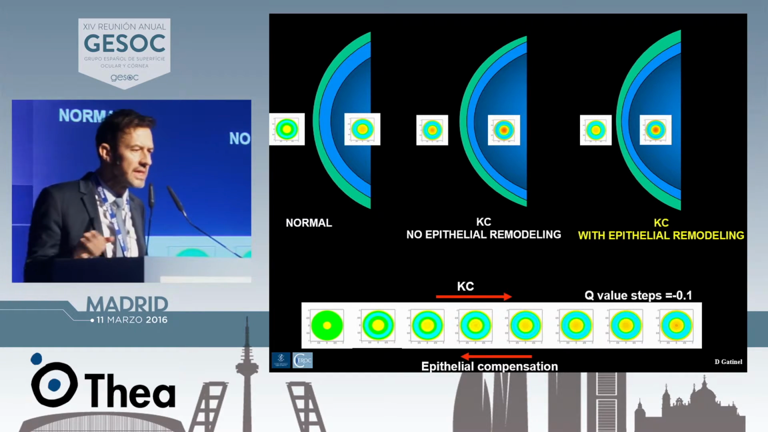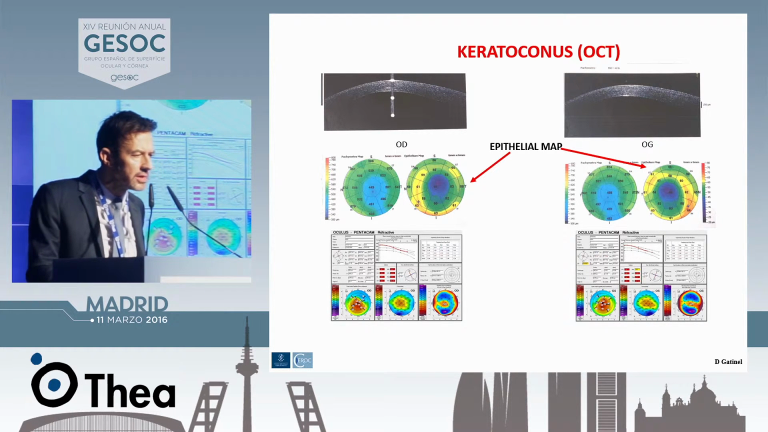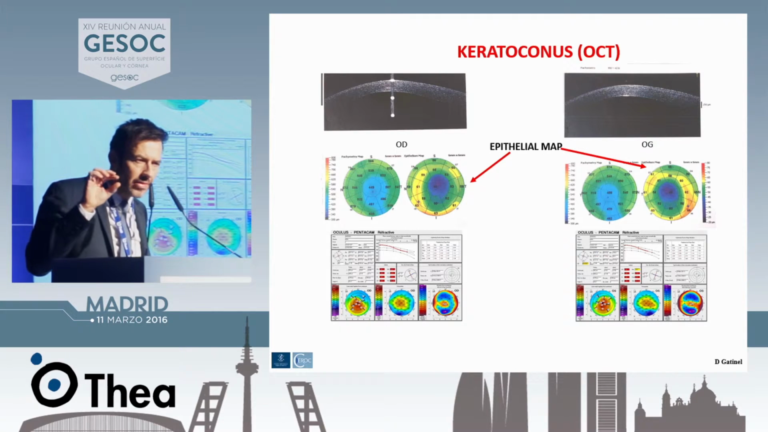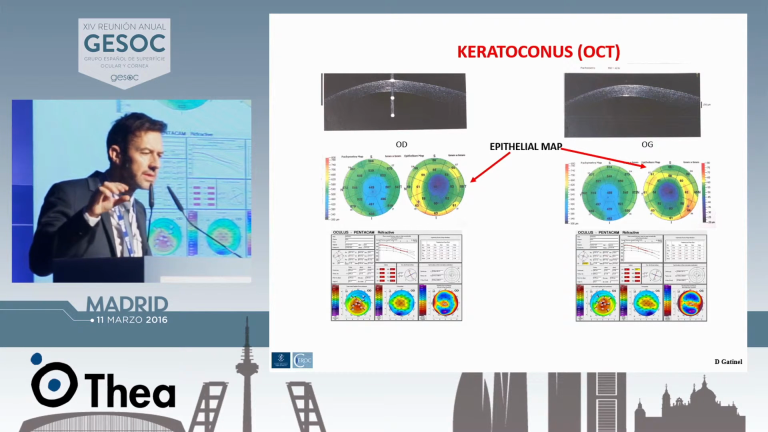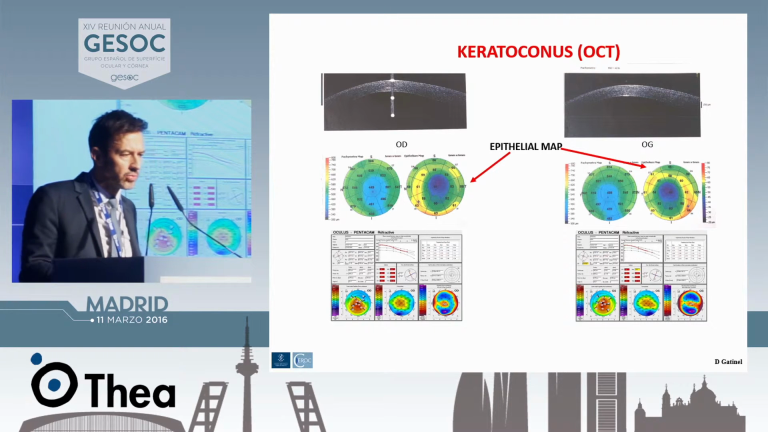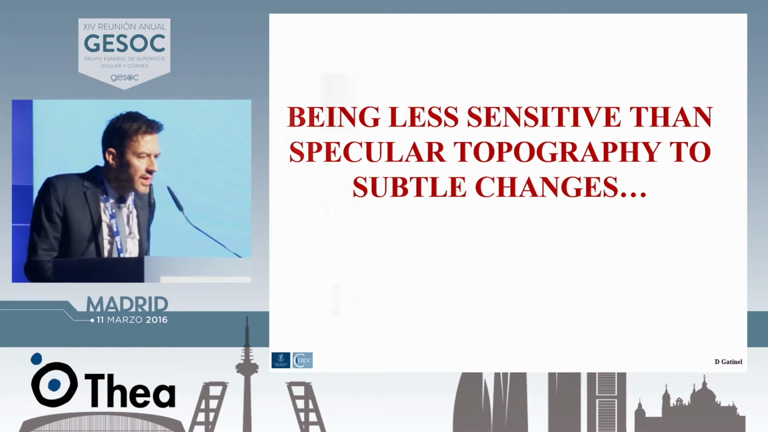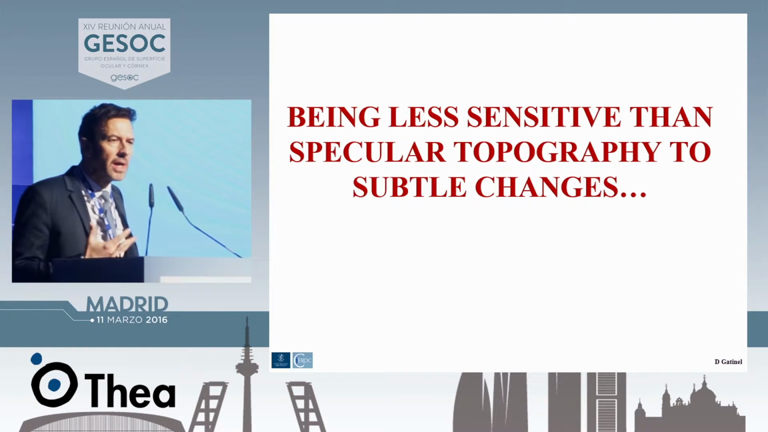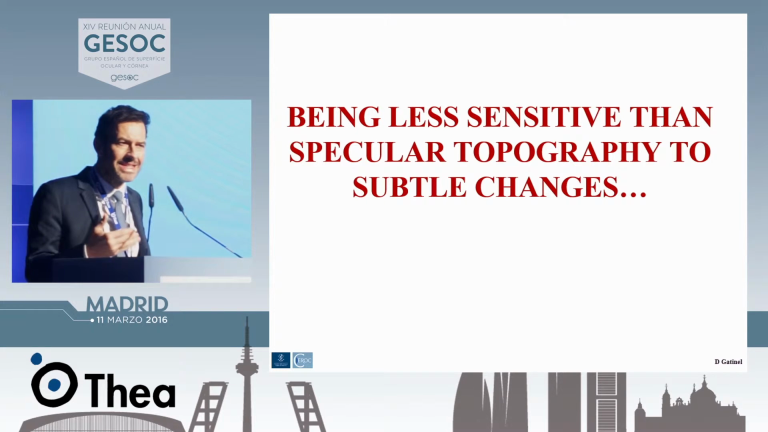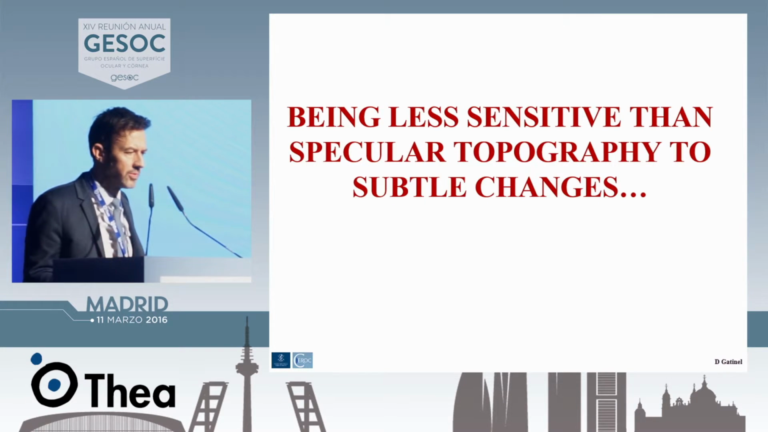So epithelial compensation has been demonstrated in vivo today using OCT, which will be the next talk. And you can see an epithelial map here with less epithelial thickness in the center in comparison to the periphery, probably to make the corneal surface a bit more regular. So elevation, in my mind, is very interesting, but it's not as sensitive as specular topography for some reasons.